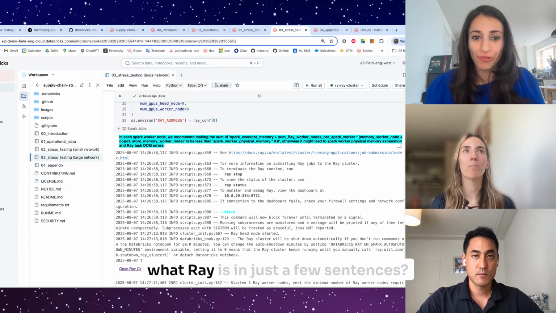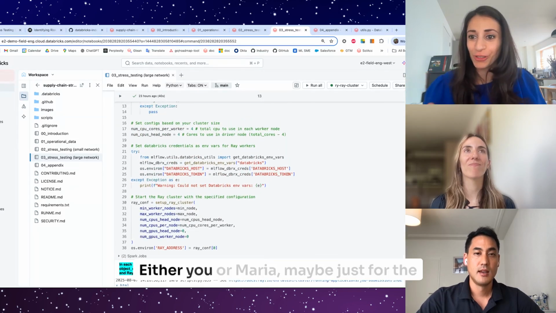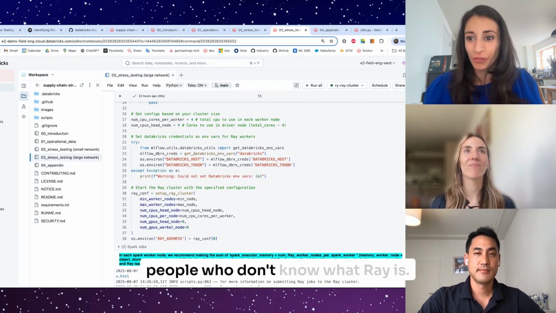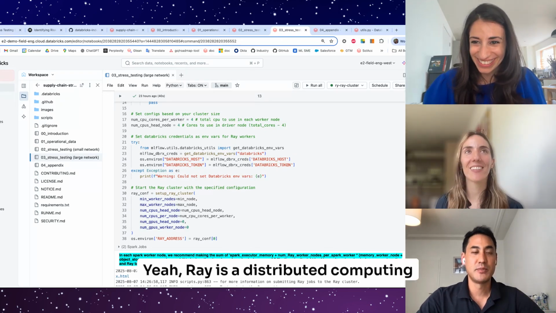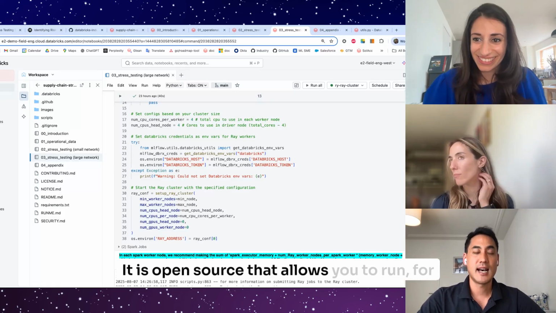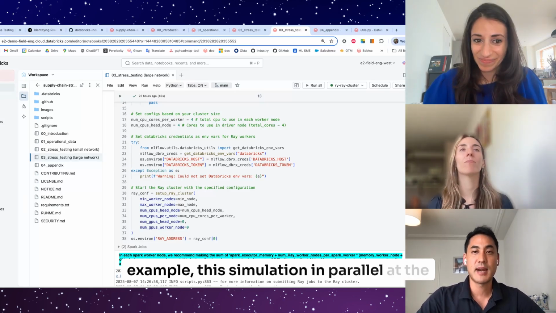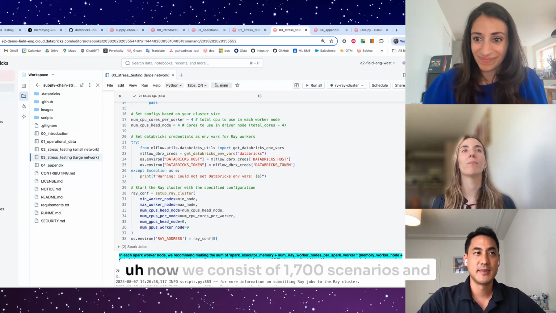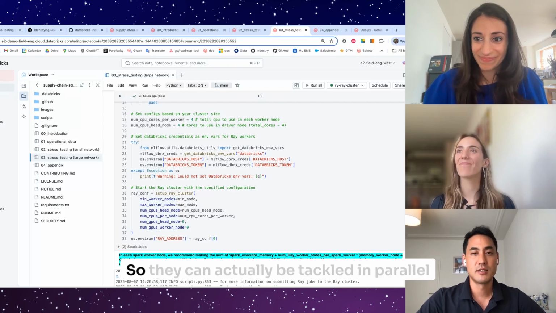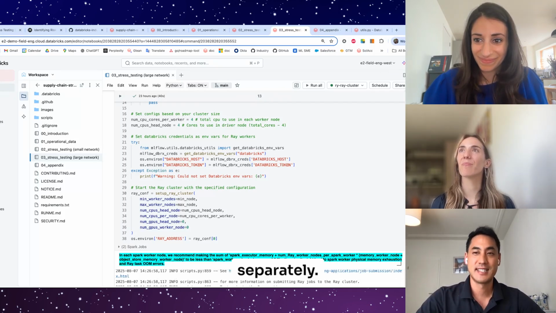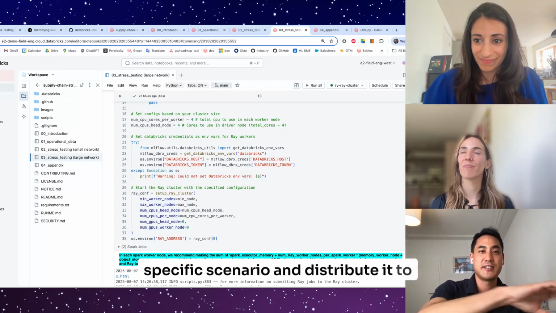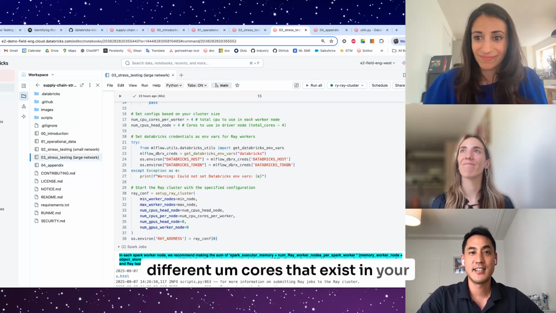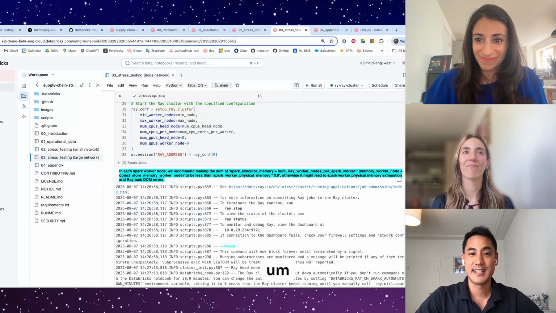Can you just recap what Ray is in just a few sentences, either you or Maria, maybe just for the people who don't know what Ray is? Go for it, Ryuta. Yeah, Ray is an open source distributed computing framework that allows you to run, for example, this simulation in parallel at the same time. So now we consist of 1,700 scenarios, and they're all independent from each other, so they can be tackled in parallel separately. Ray allows you to take that specific scenario and distribute it to different cores that exist in your cluster. So it's very efficient.